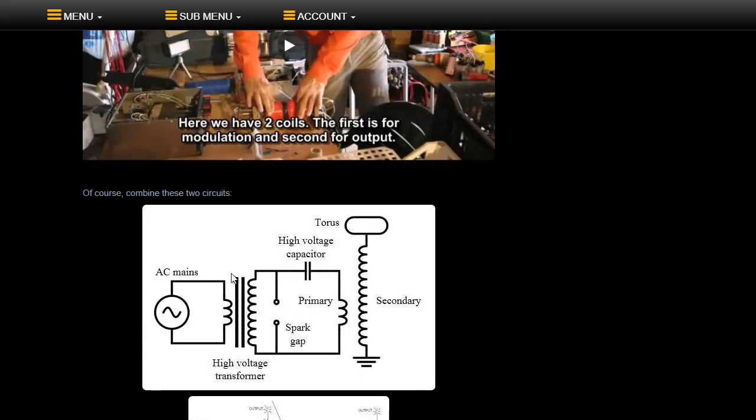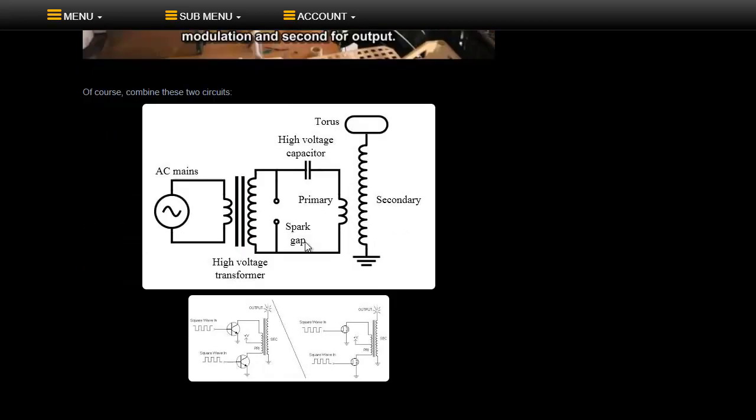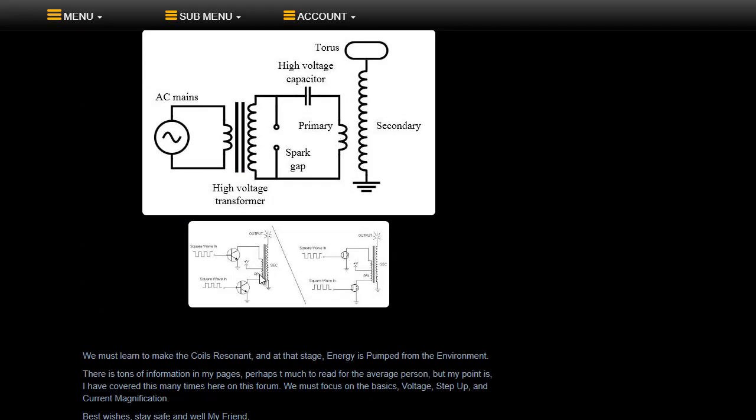Now this circuit might be slightly different. I'm not saying that this circuit is exactly the same. It might be slightly different than what Dario Capanazzi used, but the basic idea is the same. So here's a transistor here, here's a transistor here, driving a push-pull circuit which replaces the AC mains. This is handy and useful because you can tune it to the resonant frequency that you would use.